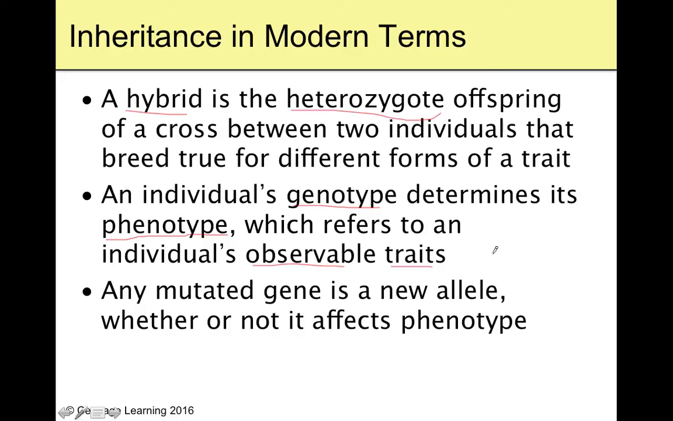I can see that. So if you mutate a gene, you have a new allele. That might affect your phenotype. It might not affect your phenotype. But if it's a mutation, it's unique now. It's different. And so that is a new allele. And those certainly can change the phenotype, like you just saw with cystic fibrosis.